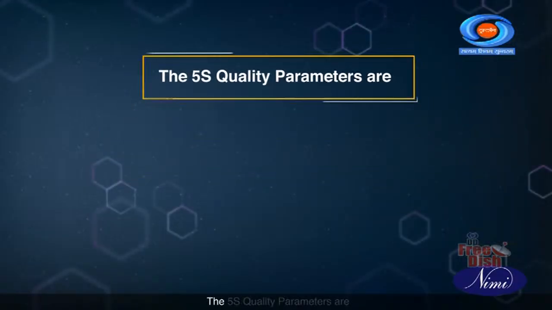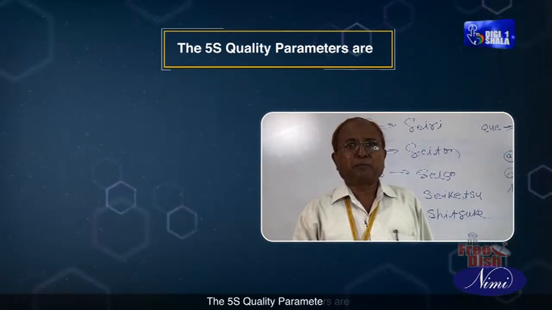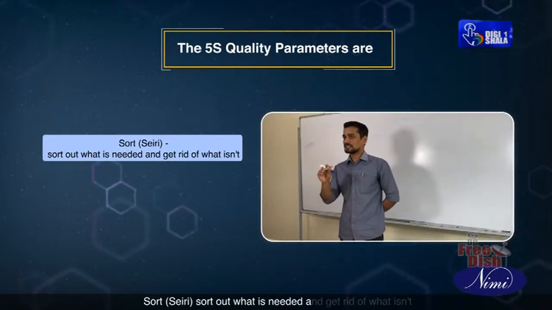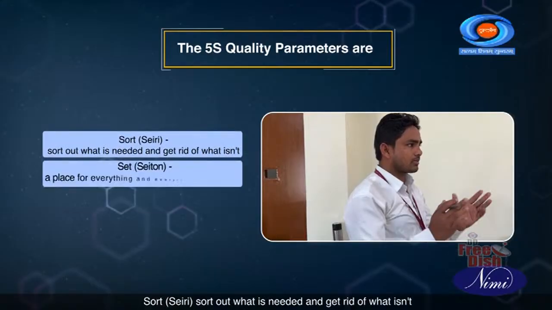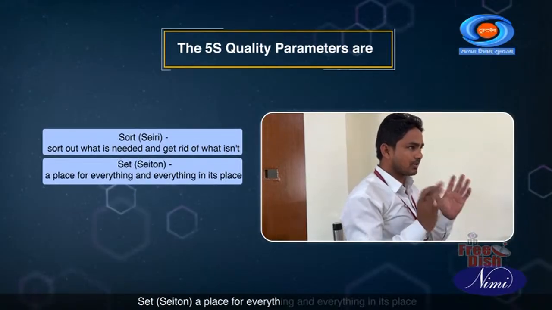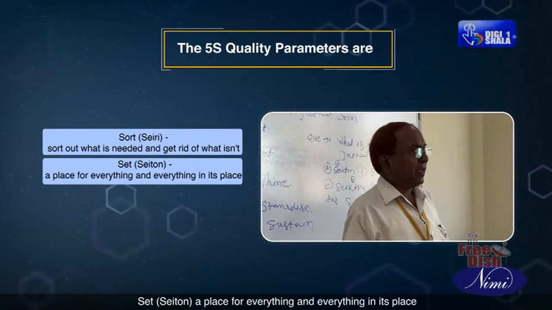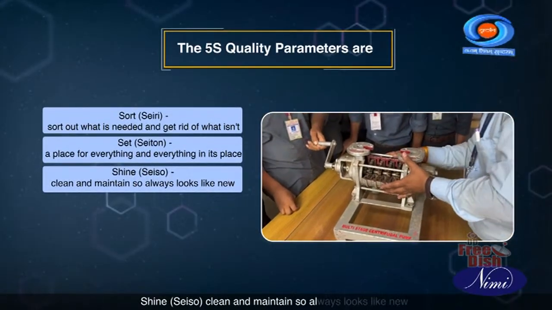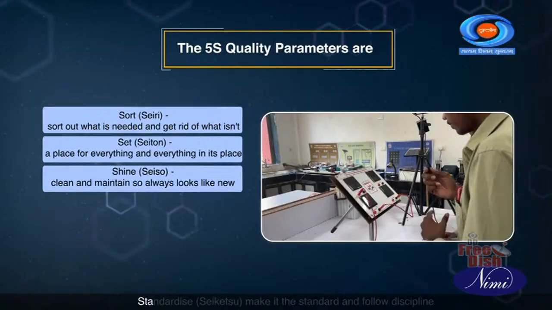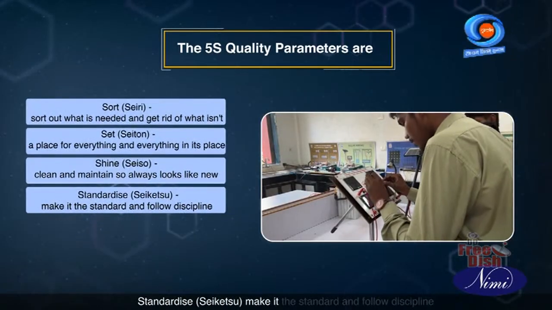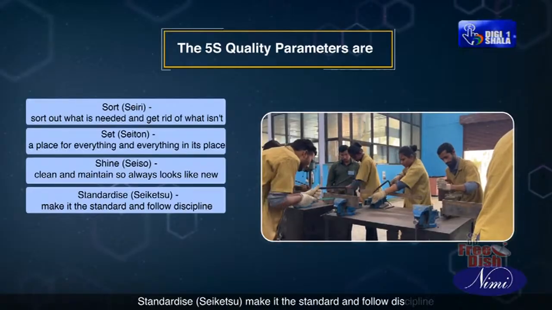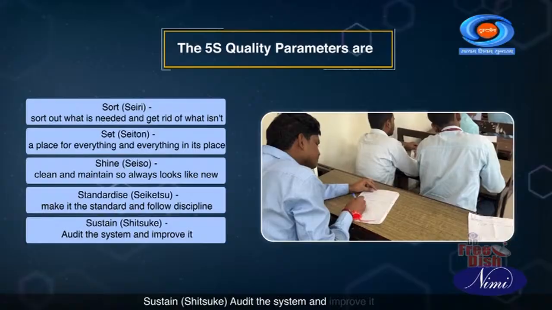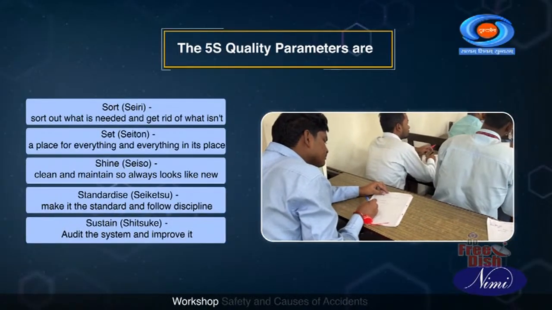The 5S quality parameters are as in Fig. 1. 1. Sort, seiri. Sort out what is needed and get rid of what isn't. 2. Set, seiton. A place for everything and everything in its place. 3. Shine, seiso. Clean and maintain so it always looks like new. 4. Standardize, seiketsu. Make it the standard and follow discipline. 5. Sustain, shitsuke. Audit the system and improve it.